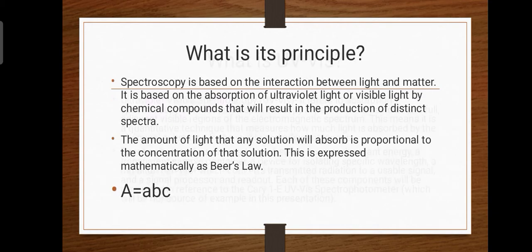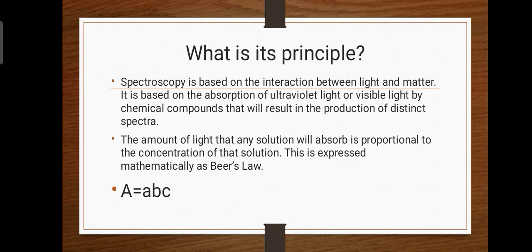So what is the principle of the UV-Vis? This spectroscopy is based on the interaction between light and matter. It is based on the absorption of ultraviolet light or visible light by the chemical compounds that will result in the production of distinct spectra. The amount of light that any solution will absorb is proportional to the concentration of that solution.